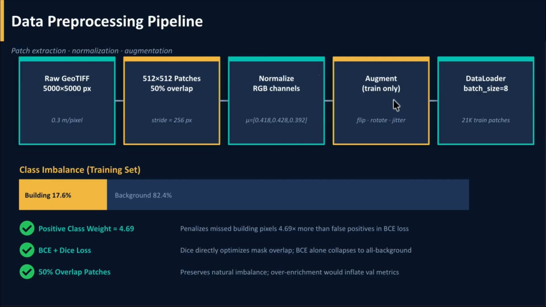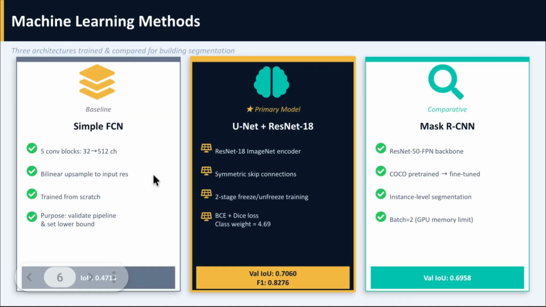During training, we also artificially varied the images, for example flipping them horizontally. We call this image augmentation. And talking about the ML model, we tried three different models here. Think of these as three different strategies for solving the same puzzle. The first is called a simple FCN, which stands for fully convolutional network, the most basic approach.